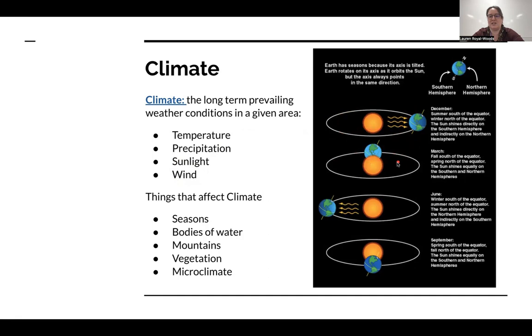So, for instance, in December, because we're pointed away from the sun, we're not getting as much direct sunlight at the northern hemisphere, so therefore we're in winter. However, the southern hemisphere is pointing towards it, so the southern hemisphere is actually having summer. So, yeah, the land down under is on an inverse from those of us here in North America, which is kind of cool.